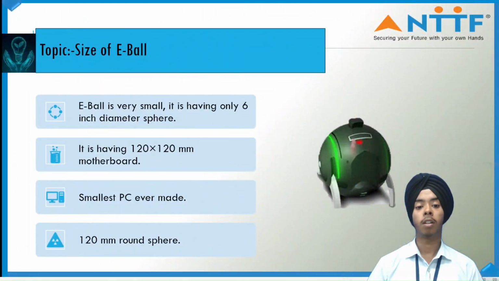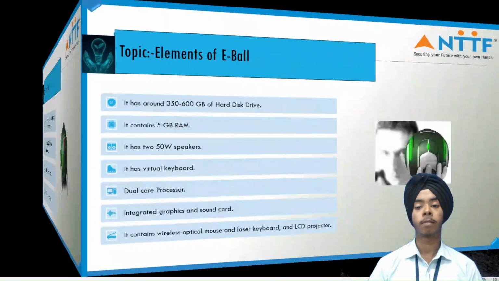Size of an e-ball. This e-ball is very small. It is a 6-inch diameter sphere. It has a 120 by 120 mm motherboard. This is the smallest PC ever made. It has a 120 mm round sphere.